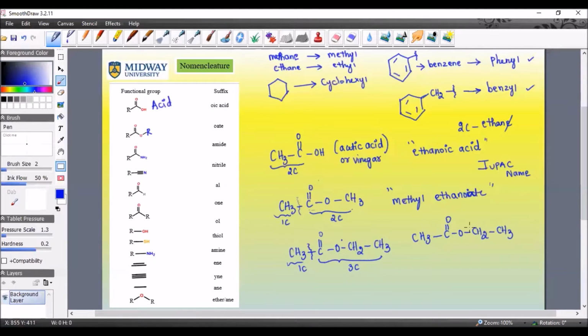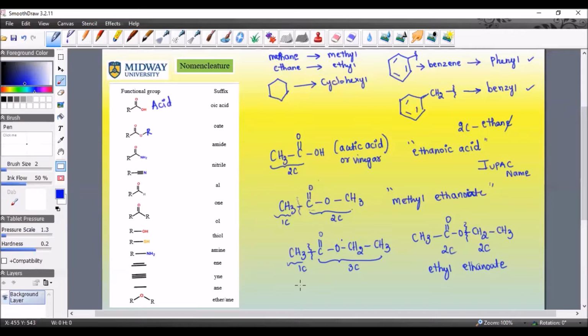Okay, so now if we split it this way, we have 2 carbons on either side. If we do this format, it will be ethyl, and for this it's ethane because it's 2 carbons, but then we replace the E with OATE, so it's ethyl ethanoate. What if we had done this side? We didn't split on this side, we split here to get this name.